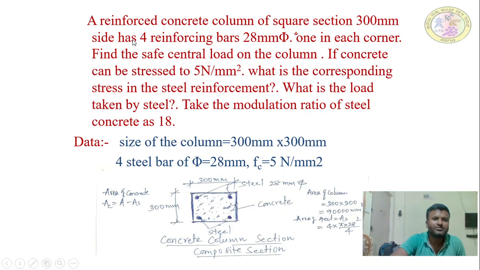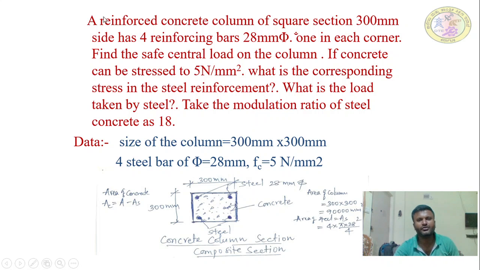Next, one more problem. A reinforced concrete column of square section 300 mm side has 4 reinforcing bars 28 mm dia, one in each corner. Find the safe central load on the column if concrete can be stressed to 5 newton per mm square. What is the corresponding stress in the steel reinforcement? What is the load taken by steel? Take the modular ratio of steel to concrete as 18.